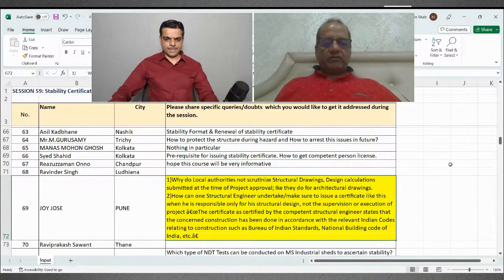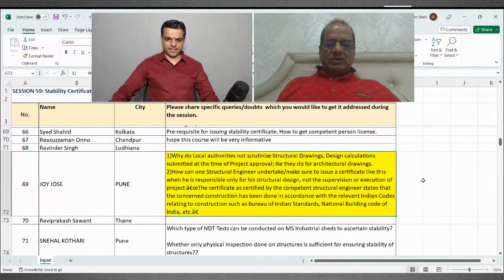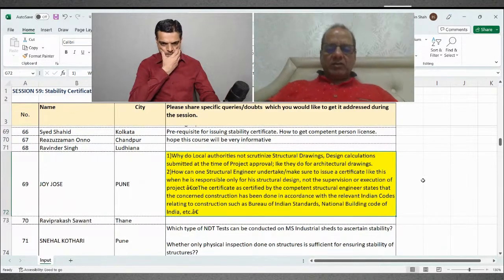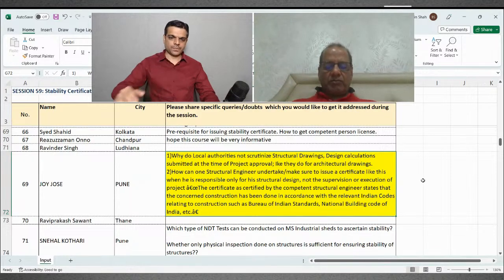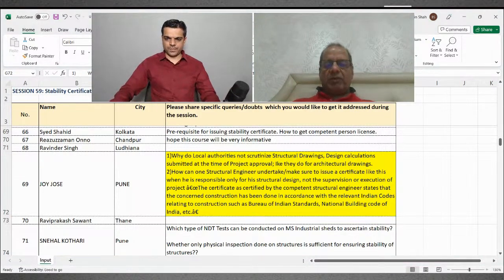Why do local authorities not scrutinize structural design? Because they don't have the competent people in house. They are getting so many approvals every day. They can't do it. They need to hire. They need to take the services of practicing consultants. They have to empanel, like Haryana is doing. All states can have empaneled structural engineers, and then they can outsource the work.